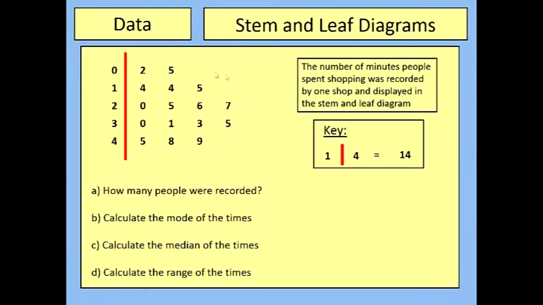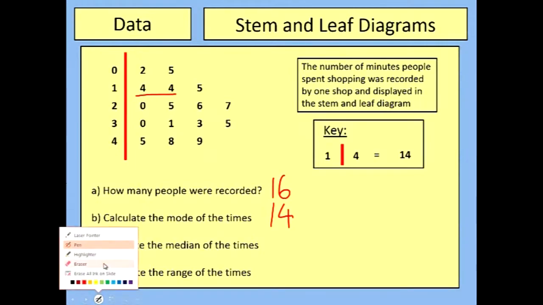Okay, here are the answers to the questions then. The number of people recorded is simply the number of leaves in the question. So we've got 1, 2, 3, 4, 5, 6, 7, 8, 9, 10, 11, 12, 13, 14, 15, 16 leaves. Calculate the mode of the times. Well, the mode is the most common number that appears in the same row, and in fact the only number that repeats in a row are these 2 4s here, so the mode must be 14 because this 4 represents 14.